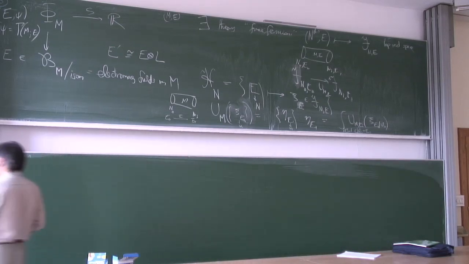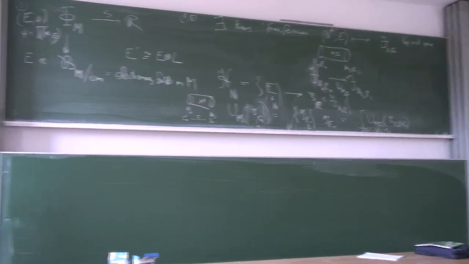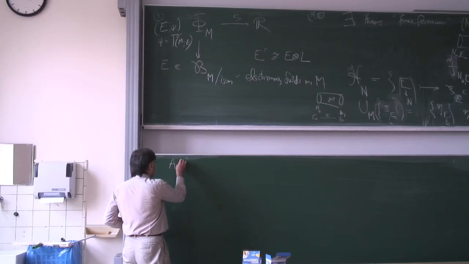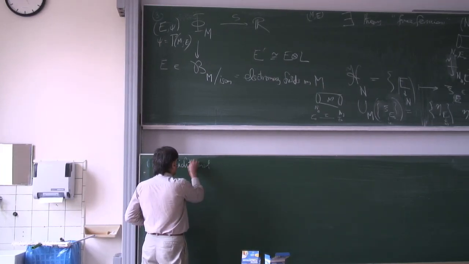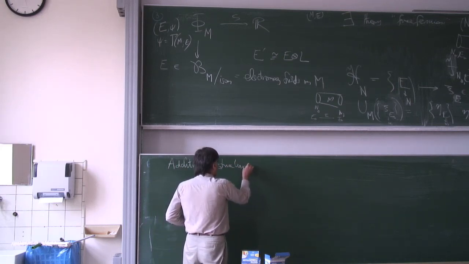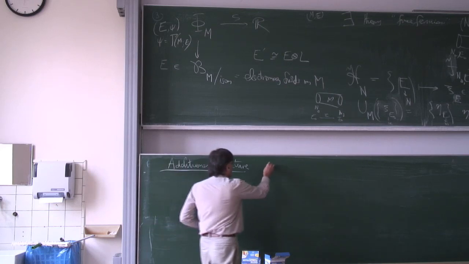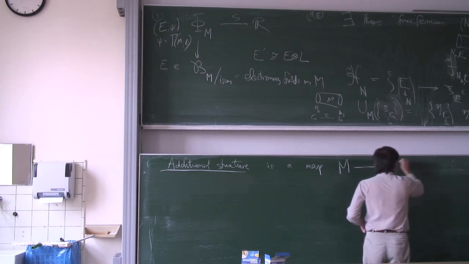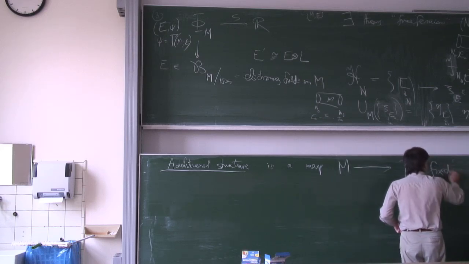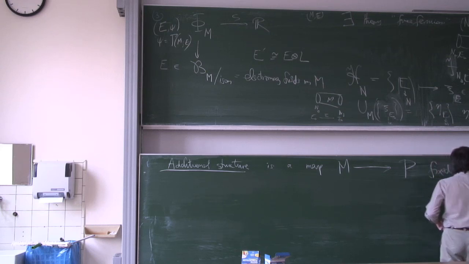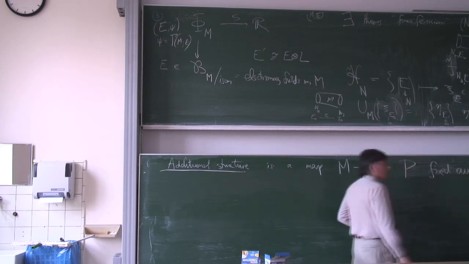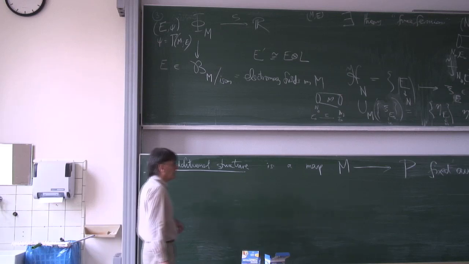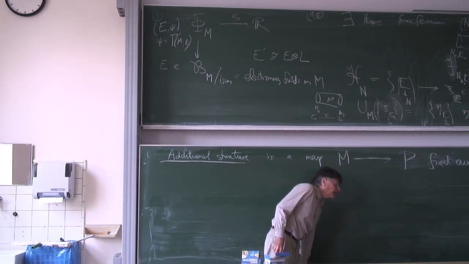So I'm only going to be interested in the most simple kind of elementary extra structures, where in the case of the additional structure, it'll be simply a smooth map from M to some fixed auxiliary manifold. So instead of a spinor bundle, we just have this map.